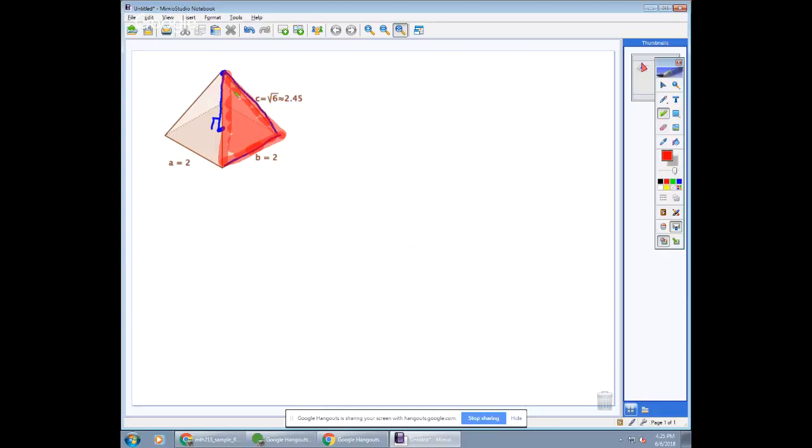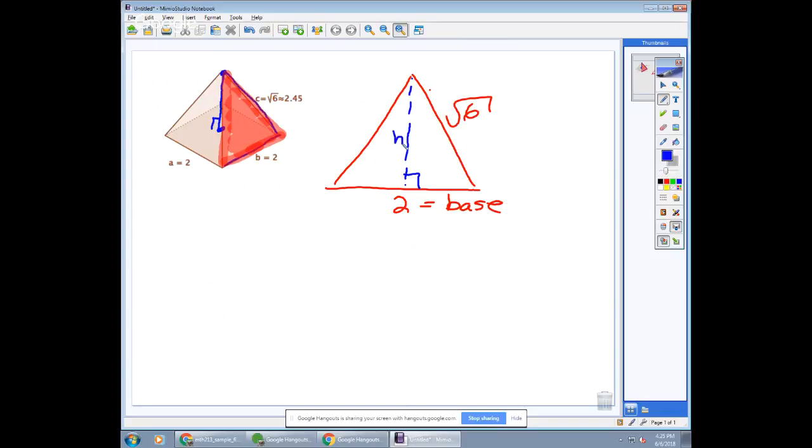So that face right there, if I just look straight down at it, is going to look something like this. That side is 2. This side is the square root of 6. I want to find the area of that. 2 is a nice number, so I'd like to look at that as the base of my triangle, which means I just need to figure out the height. What can I do to figure out the height of that triangle?